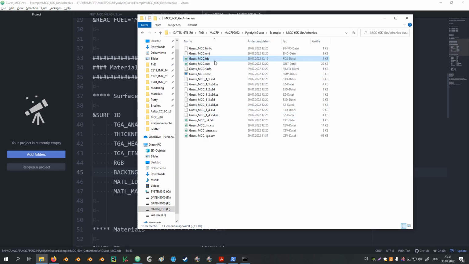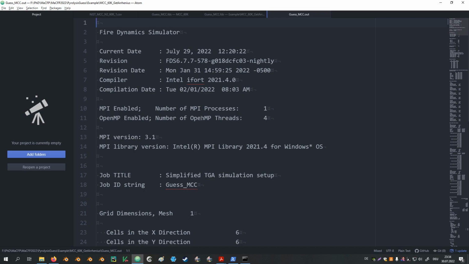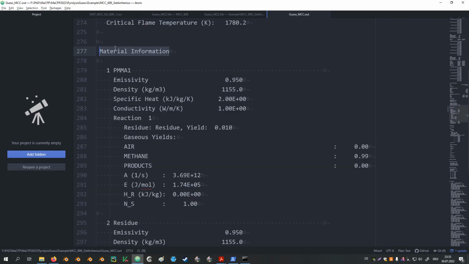So here for instance we see a .out file was created and also the HRR file. If you now open the out file, we get an overview over the parameters of our simulation. When we scroll down, at some point we reach a section that contains the material information. In this case, it starts in line 277. Here's all the information of our PMMA1 material, which also contains the reaction kinetics parameters, the pre-exponential factor, the activation energy, and the reaction order, which you see is set to 1 because obviously we started with the assumption that it would be 1 from the reference values.